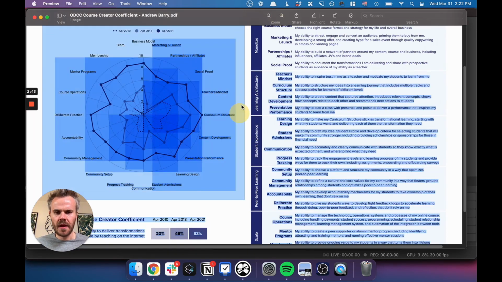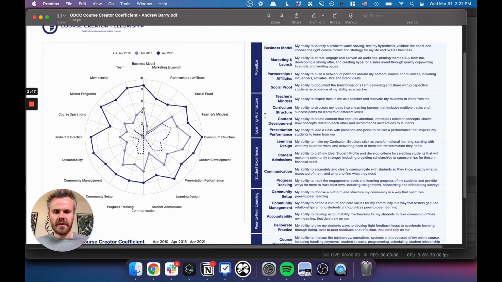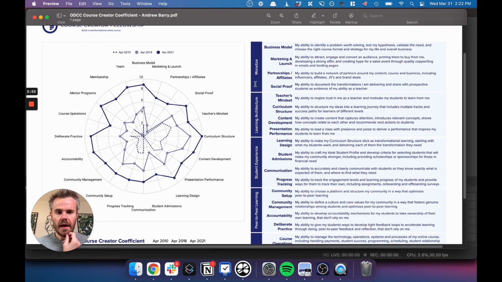Okay, so the way we've grouped this is it's in 5 categories, which map to the 5 learning tracks that we have in ODCC. And you can see basically starting at 12 o'clock and moving across four segments is business model, marketing and launch, partnerships, affiliates, and social proof. Those are the first 4 categories in this learning track, and then we'll continue around like that.